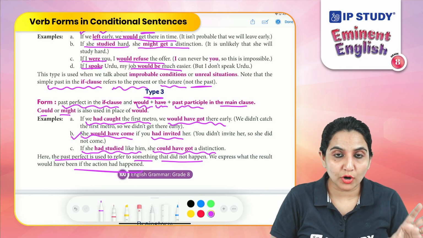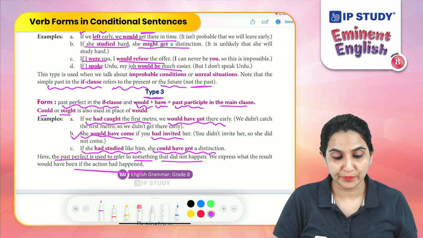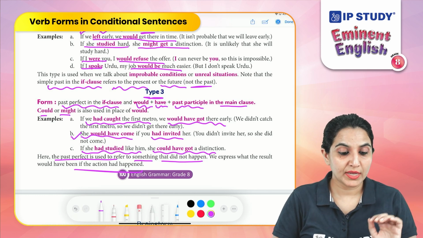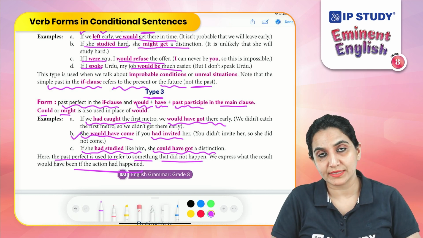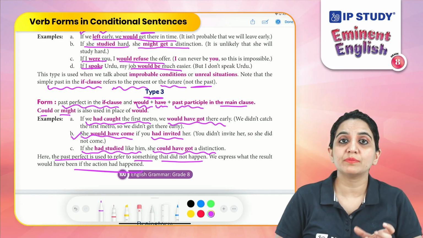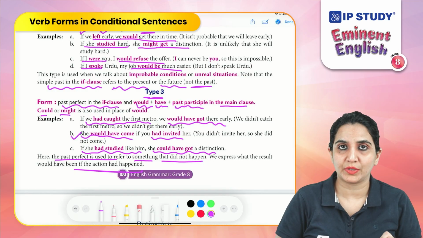So if we had got the metro, we would have got there early. So we did not get the metro. She would have come if you had invited. You did not invite her. If she had studied, she could have got distinction. She did not study. So for situations when something did not happen, in those scenarios, we use type 3, right?